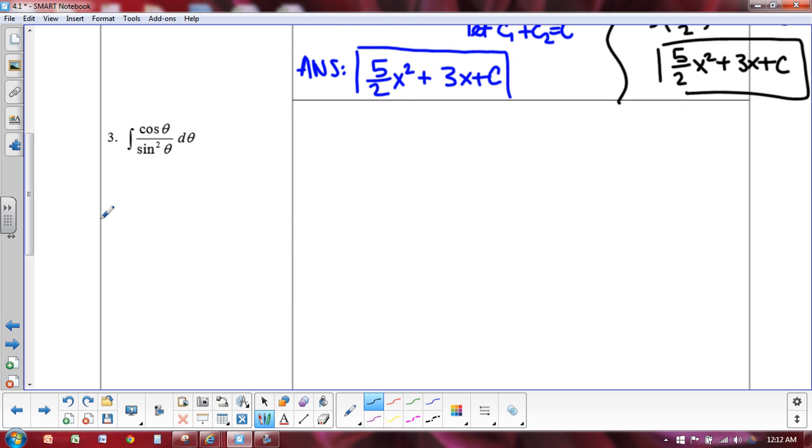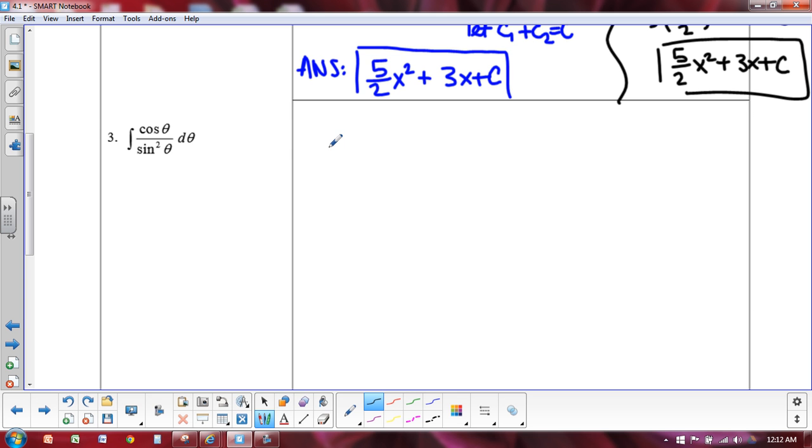Okay, so no product rule, no quotient rule. We do have trig rules, but is there any function you can think of that would undo the cosine of theta over sine squared theta? Basically, is there anything you can think of that has this as a derivative? No, not of your basic 6 trig functions. None of my derivatives equaled that.